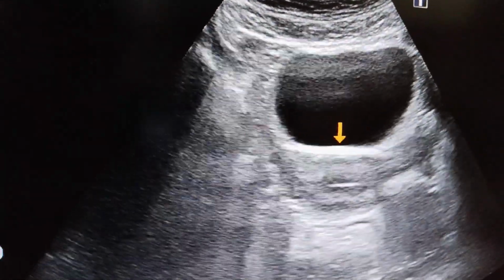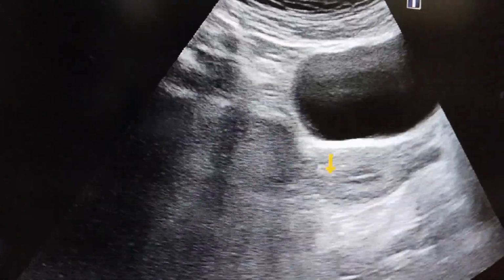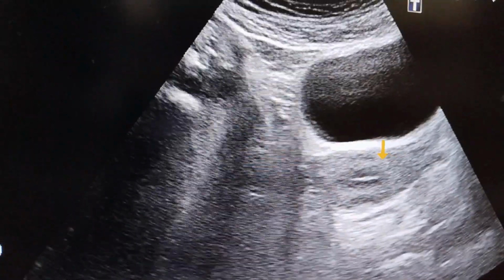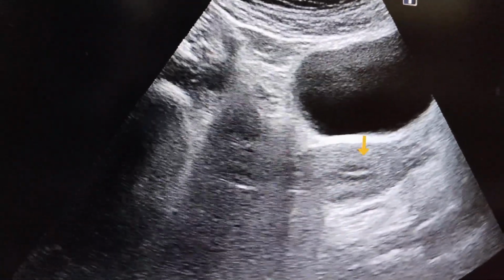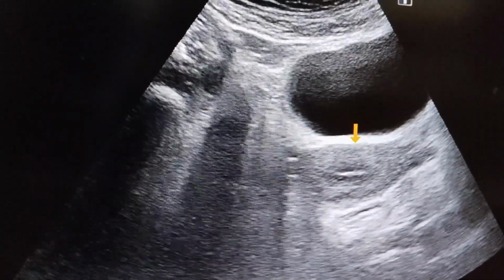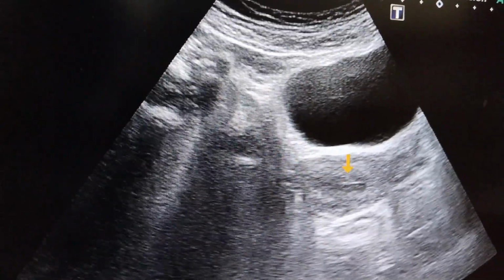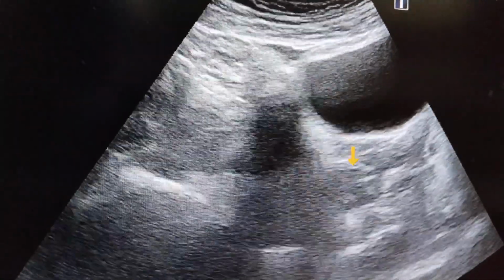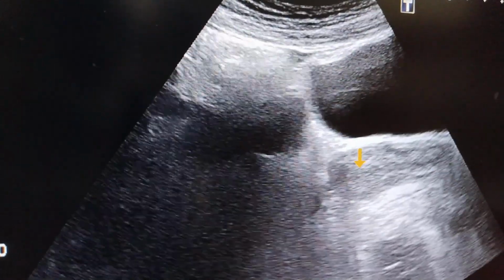This is the uterus, and this is the fundus of the uterus. This is the body. Look at the anatomical position of the uterus. Fundus and body are lying posterior to the urinary bladder. This is the transverse section. I am now going to see it in the sagittal section.